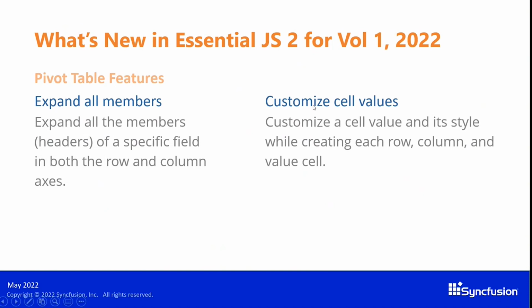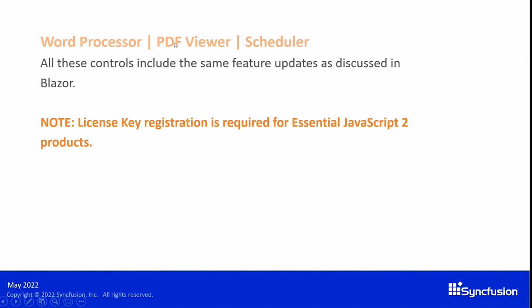And there is a query cell event using which you can customize the cell values as well. So you can set specific styles to the cell while creating them in the pivot table. Whenever you are creating a row, column, or any value cell, you can customize them at the time of its creation using this query cell event. And next, to the word processor, PDF viewer, and scheduler components, the same feature updates which we have discussed in Blazor are applicable for the Essential JS2 platforms as well.